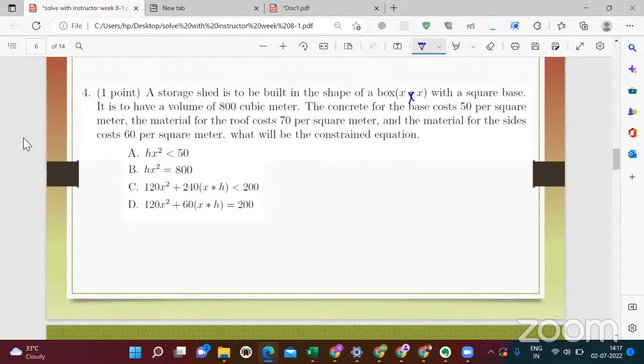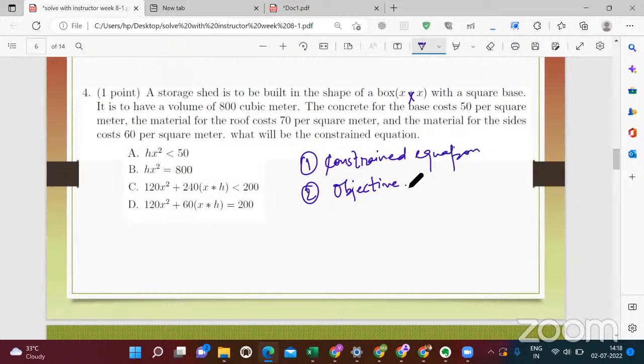What is the constraint equation first? First, tell me the constraint equation, and then tell me the objective of this question. Tell me both. From these options, you can mark the constraint and the objective. h x square should be equal to 800. Why? The volume, right? It is to have a volume, so that is correct.